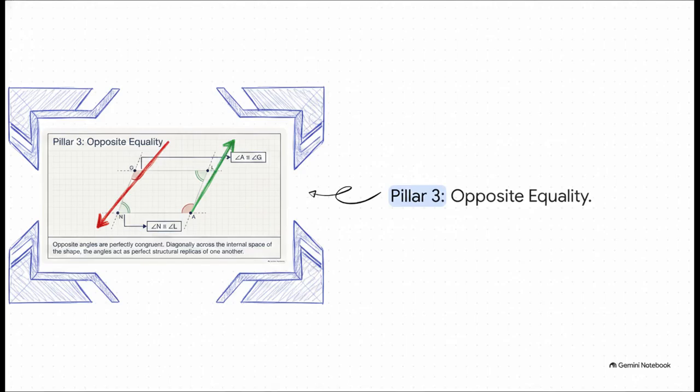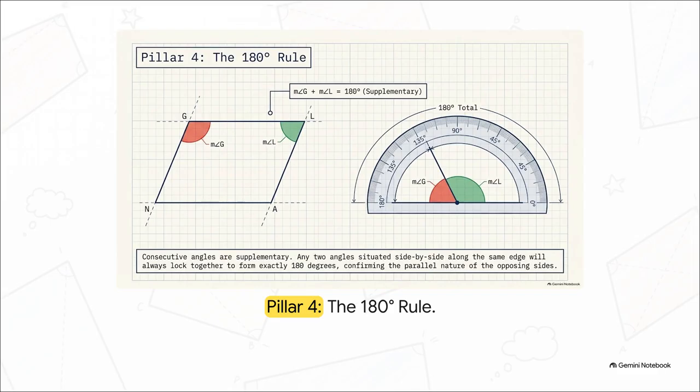Now we get to how these angles interact with their next-door neighbors, which brings us to pillar 4, the 180-degree rule. Any 2 consecutive angles, meaning 2 angles sitting right side by side along the exact same edge, are supplementary. They will always lock together to form exactly 180 degrees. If you take a look at the protractor graphic here, you can see that if the red angle is 135 degrees, the green angle directly next to it just has to be 45 degrees, because 135 plus 45 equals a perfect flat 180. This is kind of the mathematical glue that proves those sides are truly parallel.